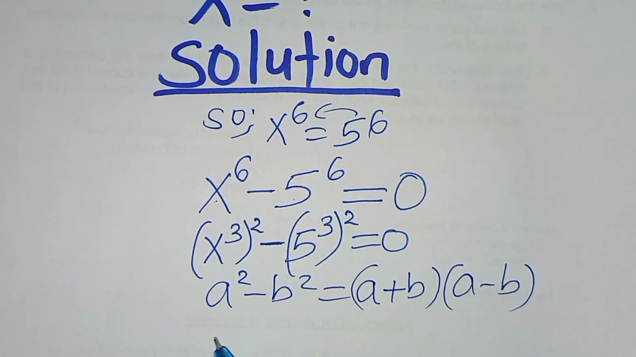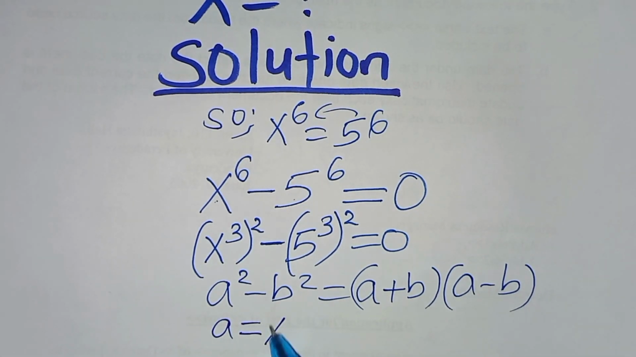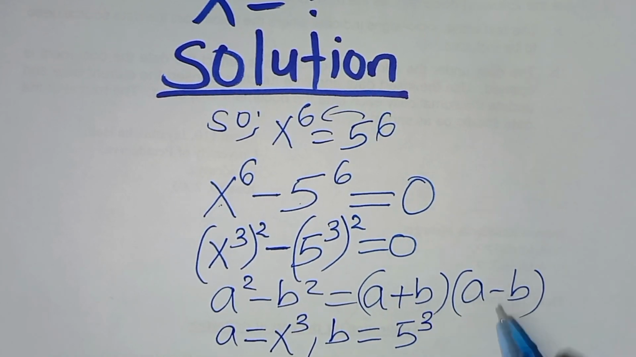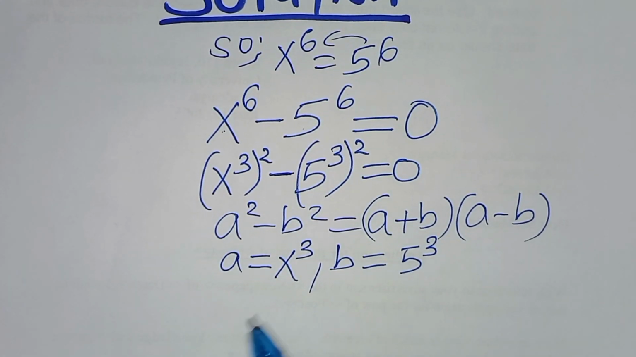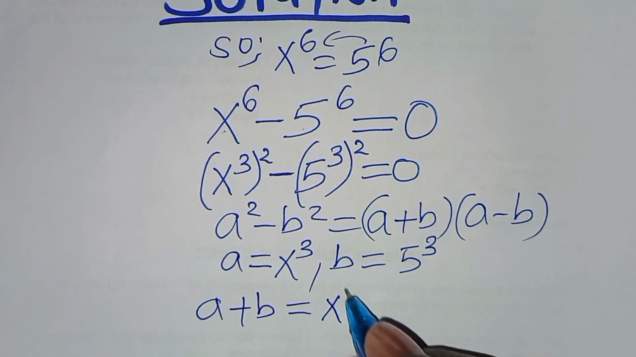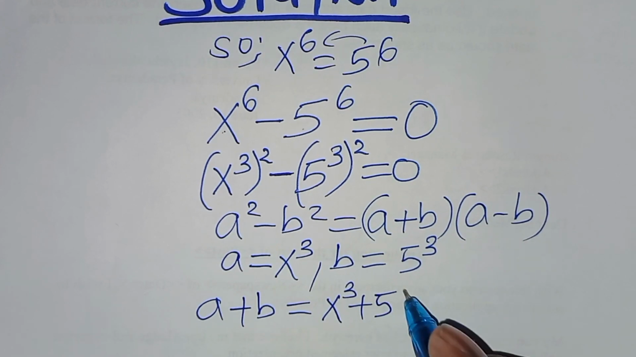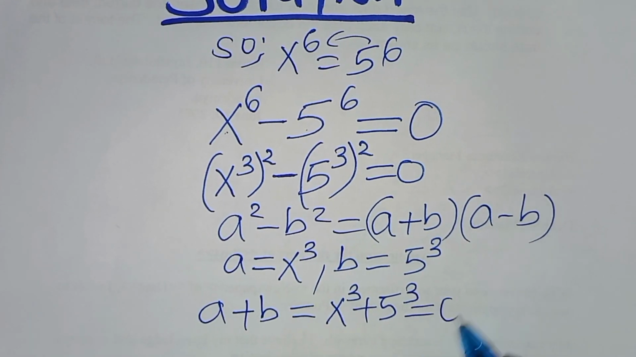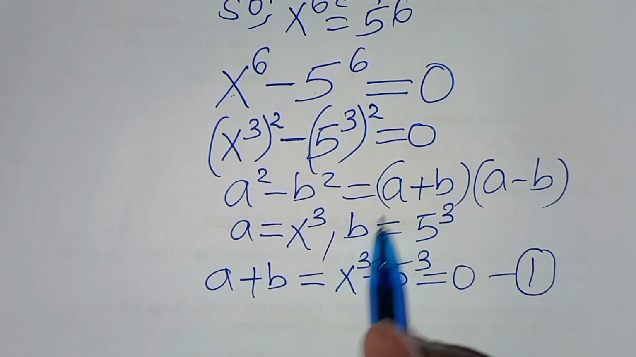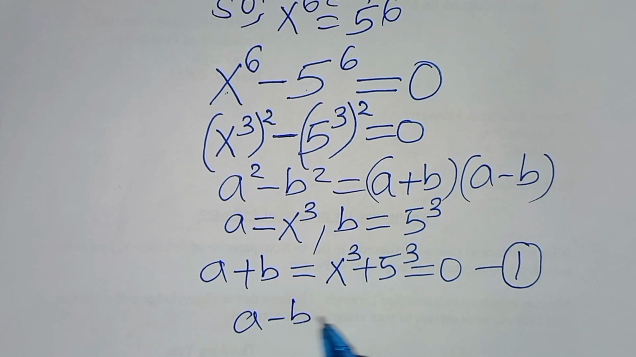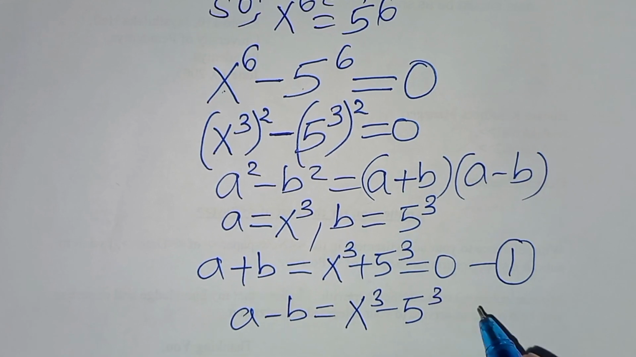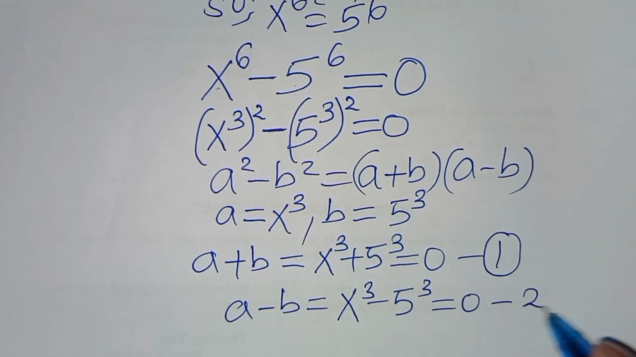So here, we find that the value of a is x to power 3, and b is equal to 5 to power 3. So the first thing here, a plus b, is the same thing as x to power 3 plus 5 to power 3, and this is equal to 0. Let's call this case 1. And we have that a minus b can be expressed as x to power 3 subtract 5 to power 3, this is equal to 0. Let's call this case 2.